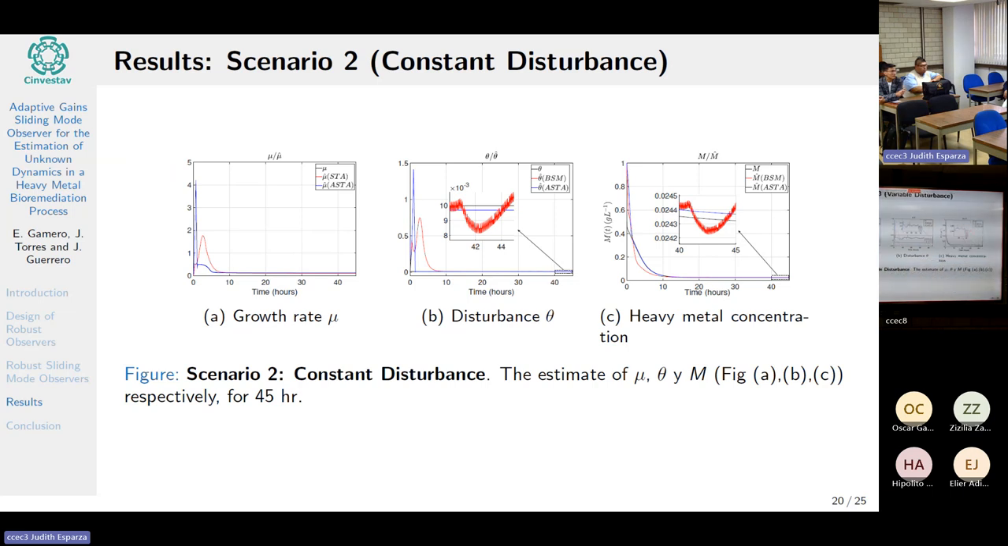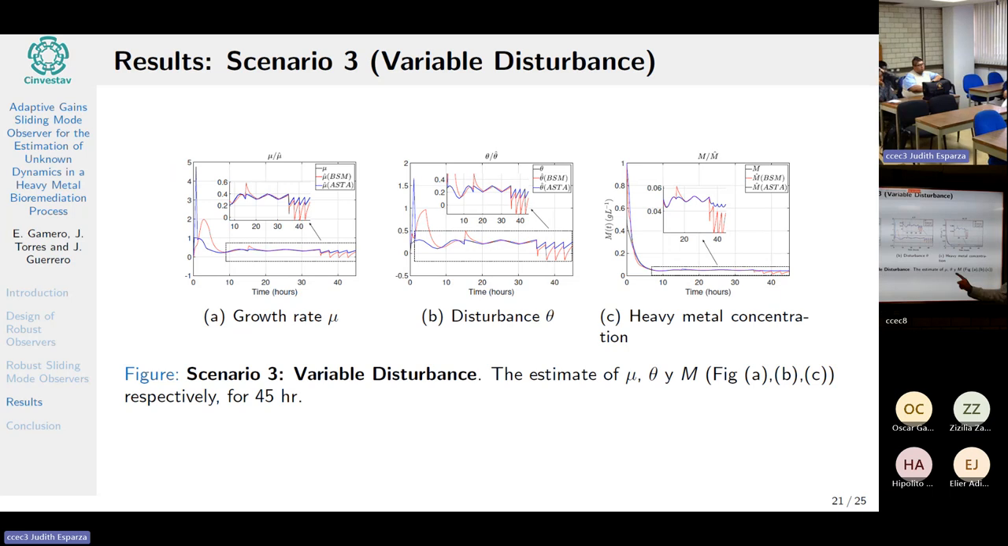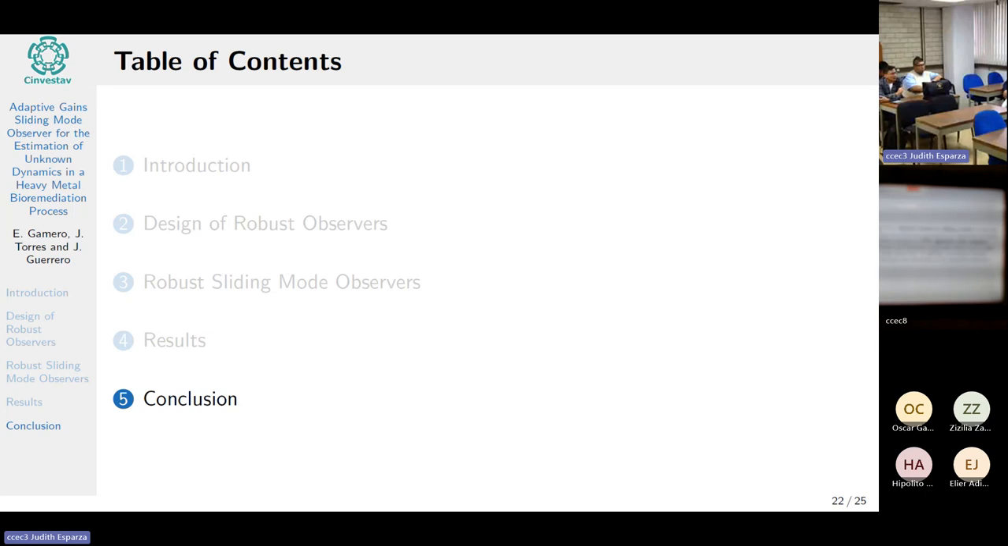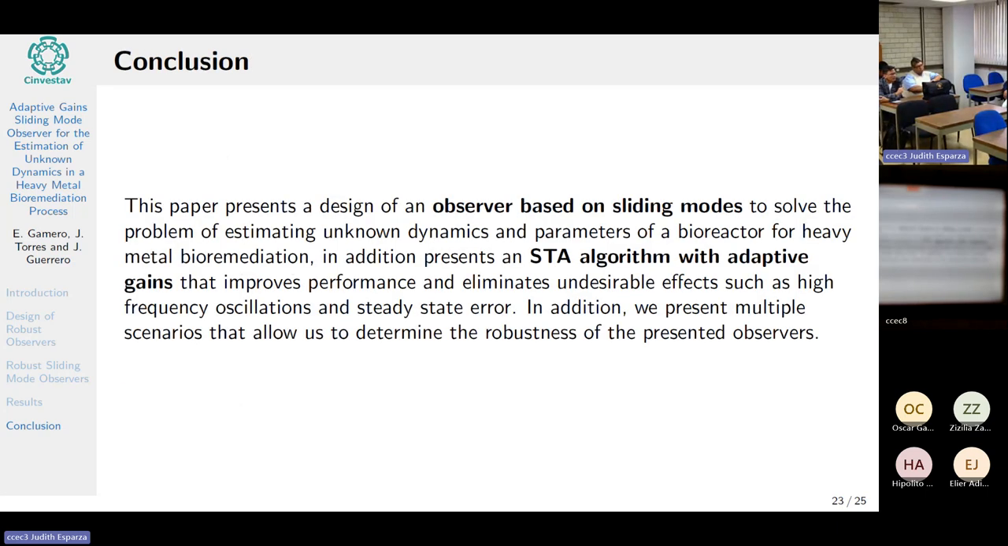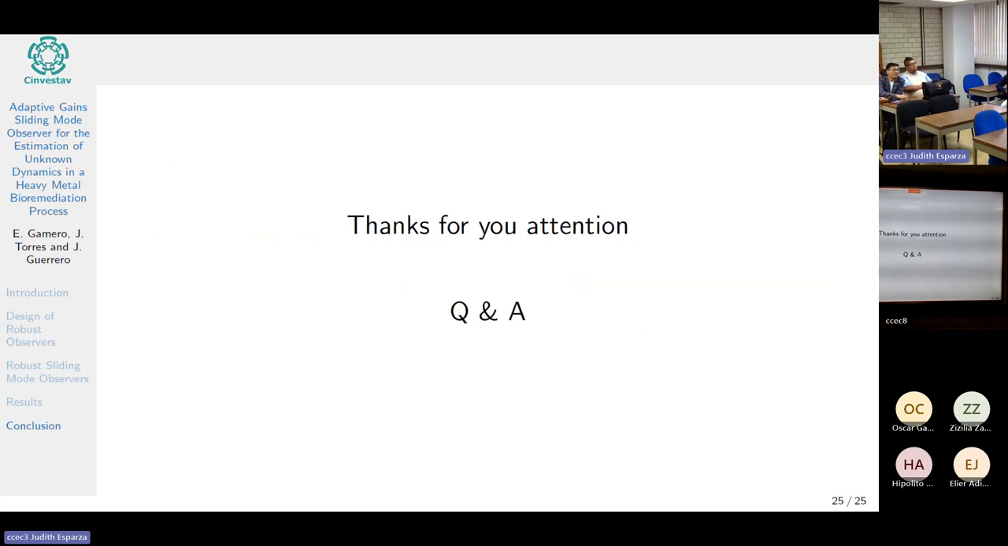In our final scenario, we present different types of disturbances, and our adaptive version has better performance. The conclusion of this work is that we present observers based on sliding modes, and we present adaptive versions with adaptive gains. We present different scenarios that allow us to determine the robustness of the presented observers. So we have some references, and thank you for your attention.